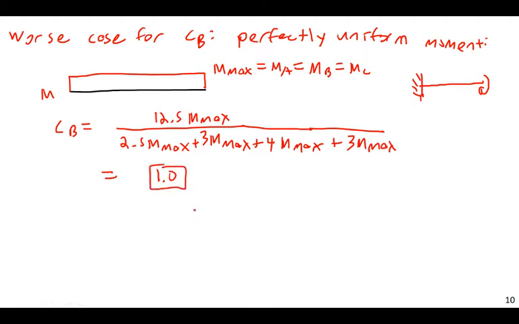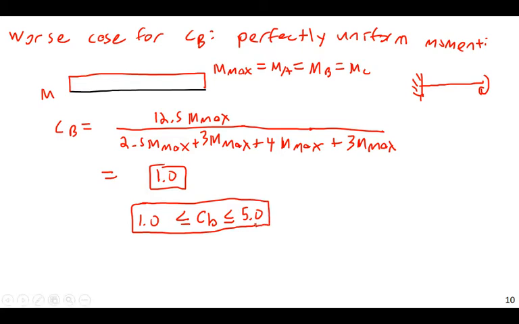So CB is always going to be between 5.0 and 1.0. On the one extreme, if all of the moment is concentrated at a single point, right where that M max is, then your CB is going to be the highest value you can ever be, which is 5.0. And if you have a perfectly distributed moment, it's going to be just equal to 1.0.